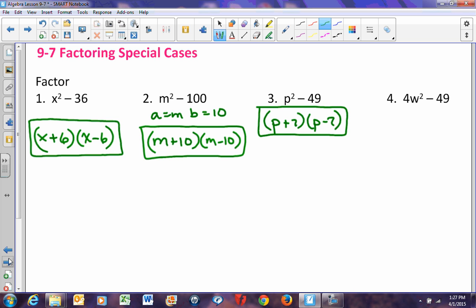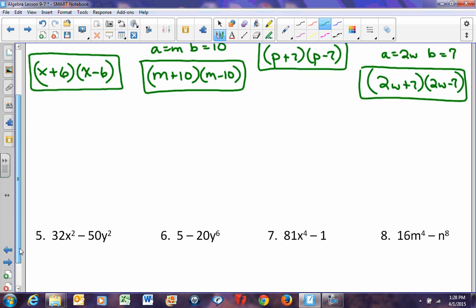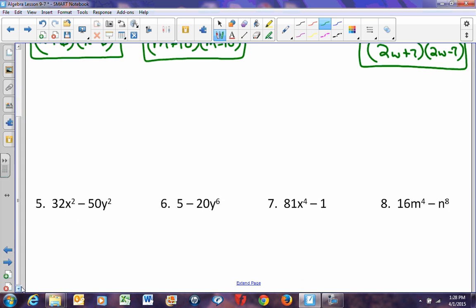Okay, number 4. My a term is 2w now, because I have a number here. My a term is 2w. My b term is 7. So I'll have 2w plus 7 times 2w minus 7. Not a perfect square trinomial. I have a difference of two squares. Okay? And a few more examples.